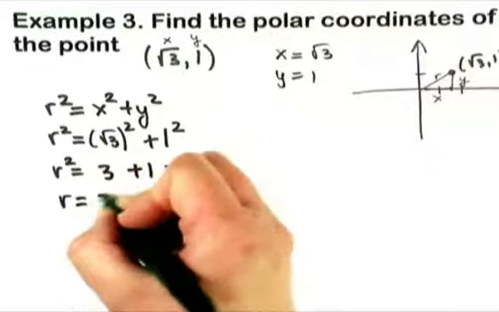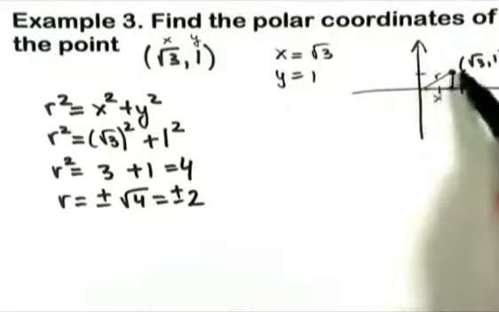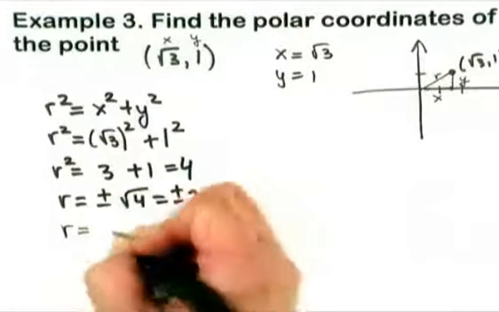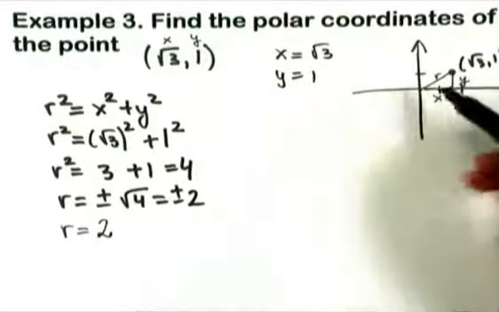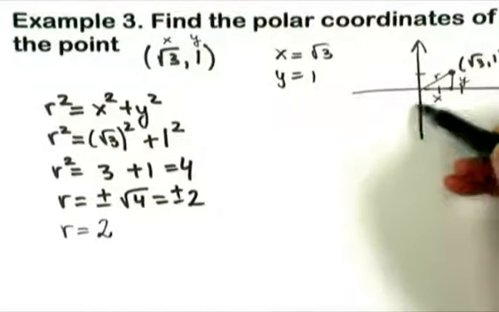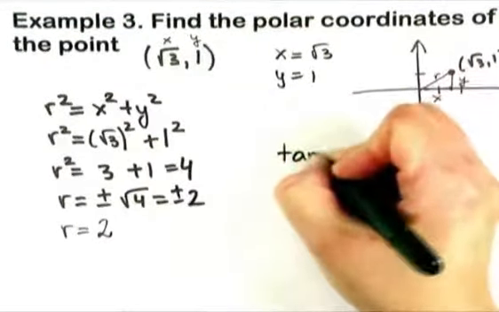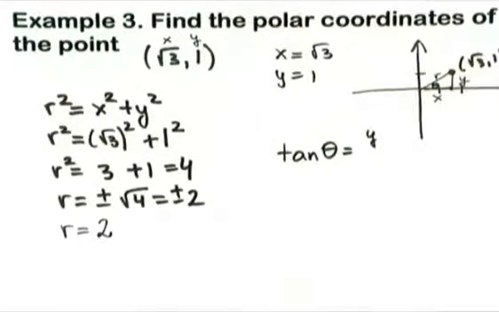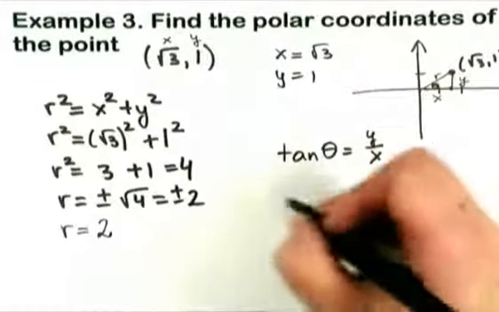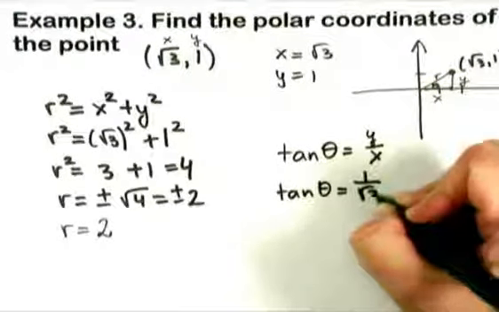So r is equal to plus or minus root 4, which is plus or minus 2. But because r is considered a distance from the pole, r is equal to 2. If r can be negative, it means the distance is on the other side. So then we would need to find that angle, but we concentrate on positive, so we take only the first quadrant angle. Now we can use that tangent theta is equal to opposite, which is y, over x. So tangent theta is equal to 1 over root 3.